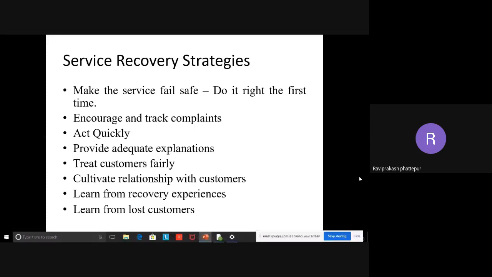The next, provide adequate explanations. This is very much important. If you are really trying to bring the customer back, you should explain to the customer why this has happened, and that has to be an adequate explanation. Just don't say anything your mind says. First find out what the problem was, then fix it. Then you tell the customer why that particular problem happened.